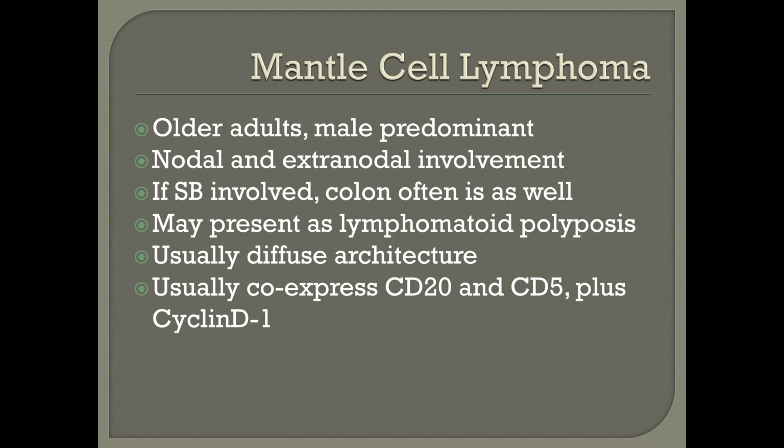Mantle cell lymphoma can occur in the small bowel as well. It tends to be older adults and tends to have both nodal and extranodal involvement. Usually, if the small bowel is involved, then you'll have colon disease as well, and so maybe you can get to the diagnostic tissue more easily through the colon than by going into the small bowel. Sometimes this lesion presents as lymphomatoid polyposis. And these lesions characteristically co-express CD20, CD5, as well as cyclin D1.